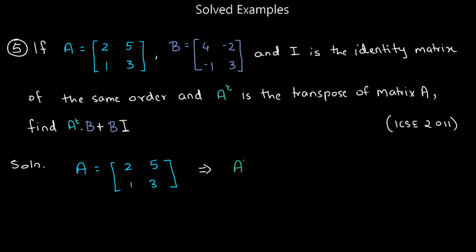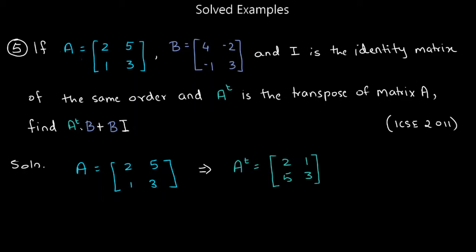right? If you guys remember, transpose is nothing but turning the rows to columns and columns to rows. So 2, 5 is our first row, which becomes our first column, and 1, 3, which is our second row, will become the second column, right? So this here is the value for A transpose.